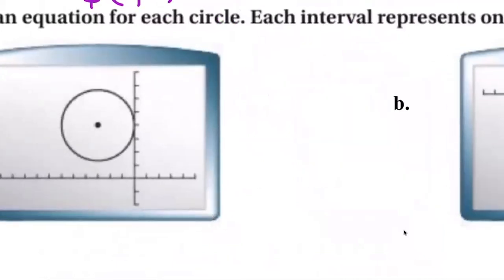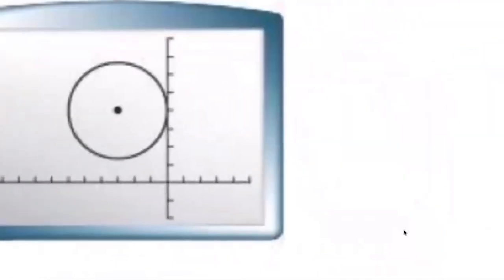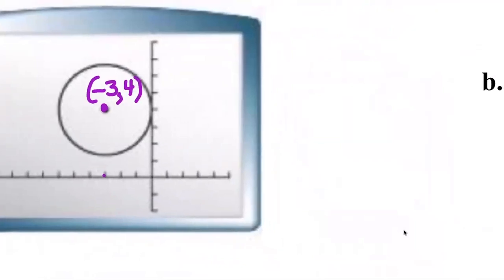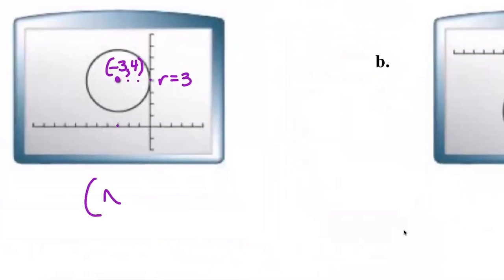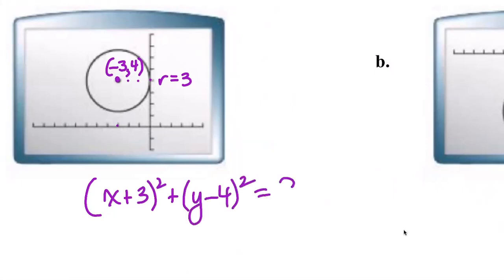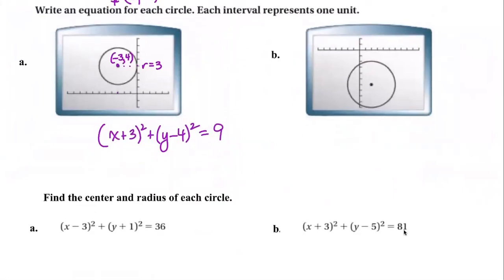Write an equation for each circle. Okay, let's see. Looks like that point is at -3, 4. And it looks like our radius is 3. So equation of the circle, let's say x plus 3 quantity squared, y minus 4 quantity squared, and then 9 on the other side of the equation.